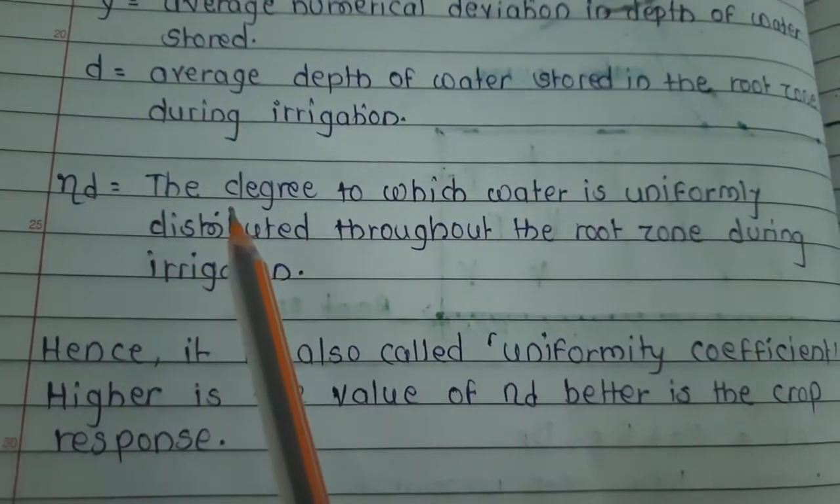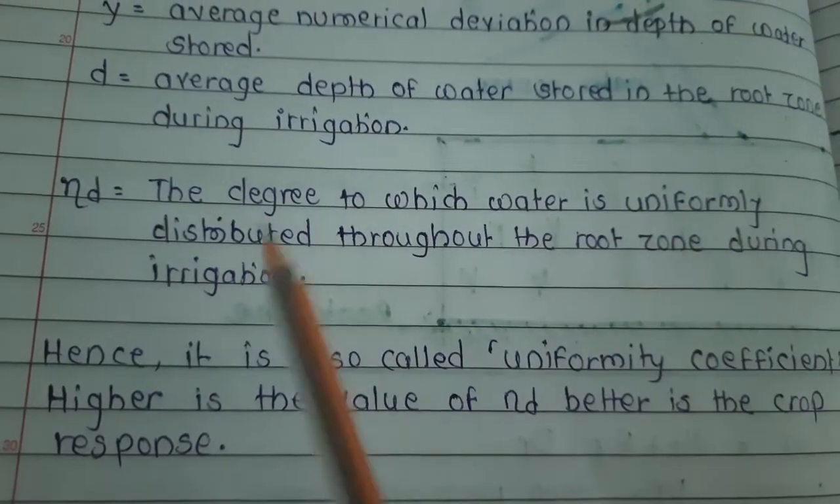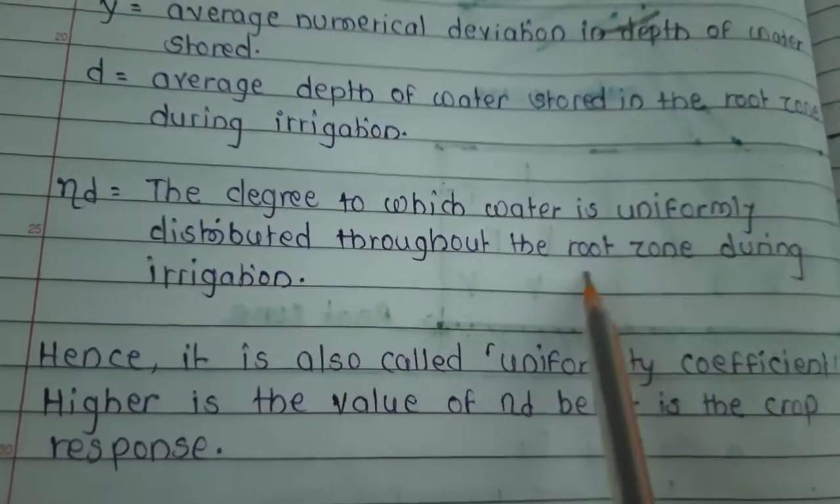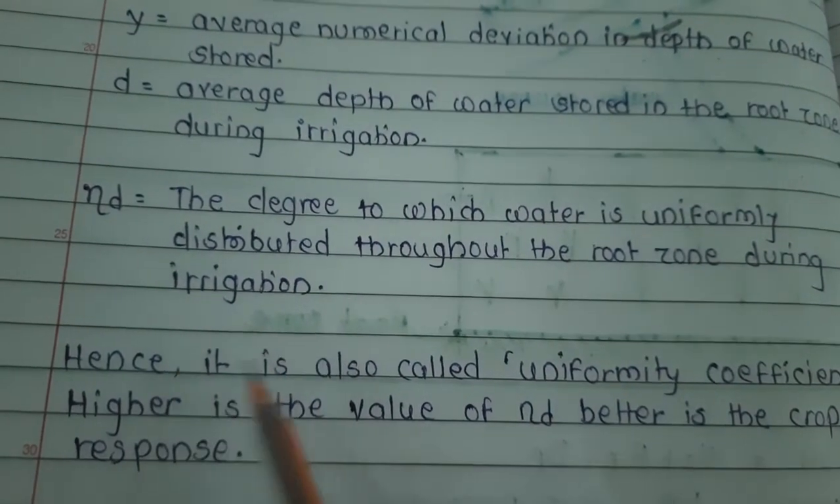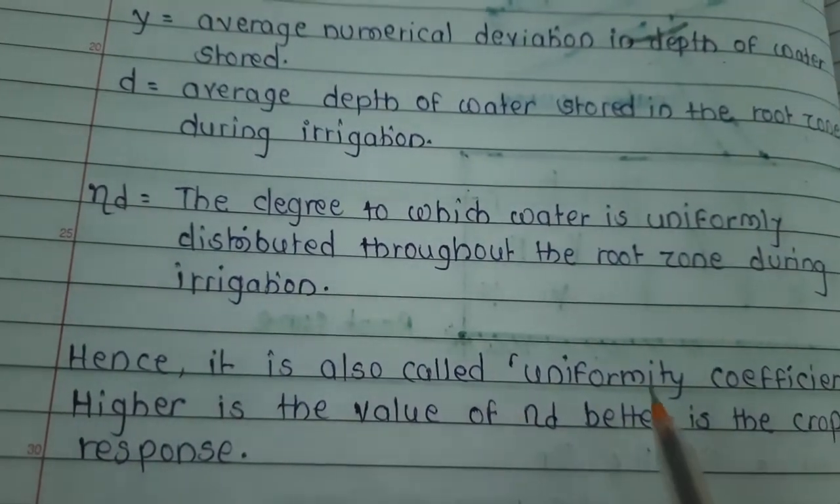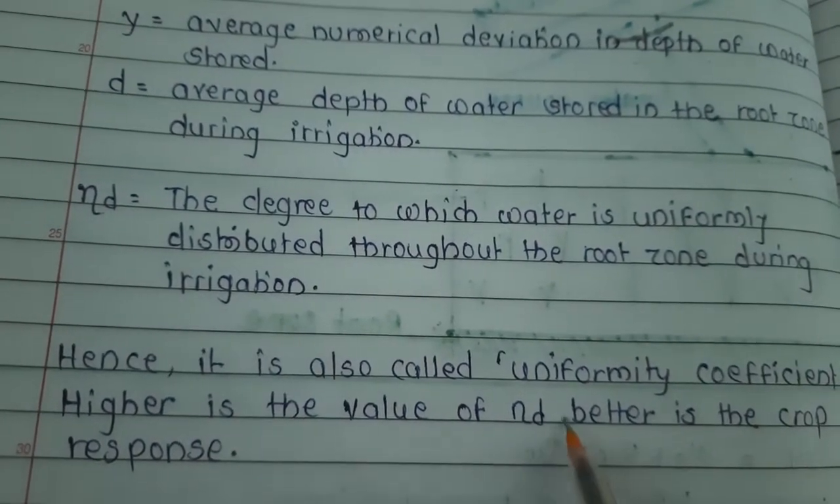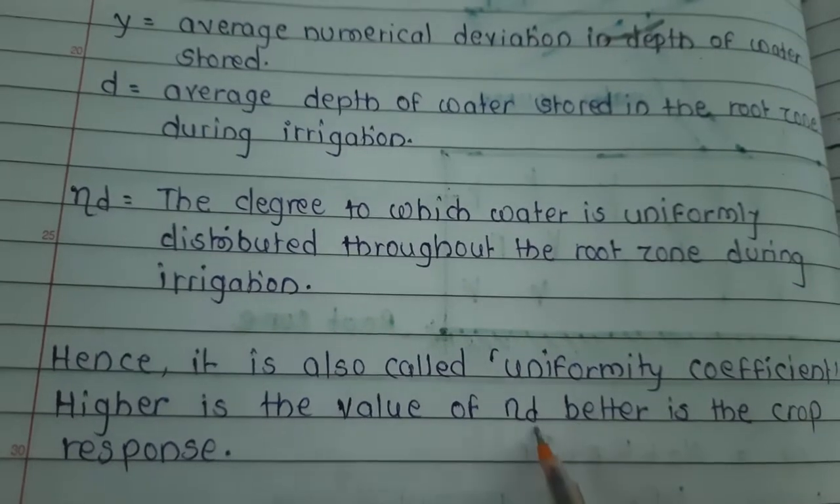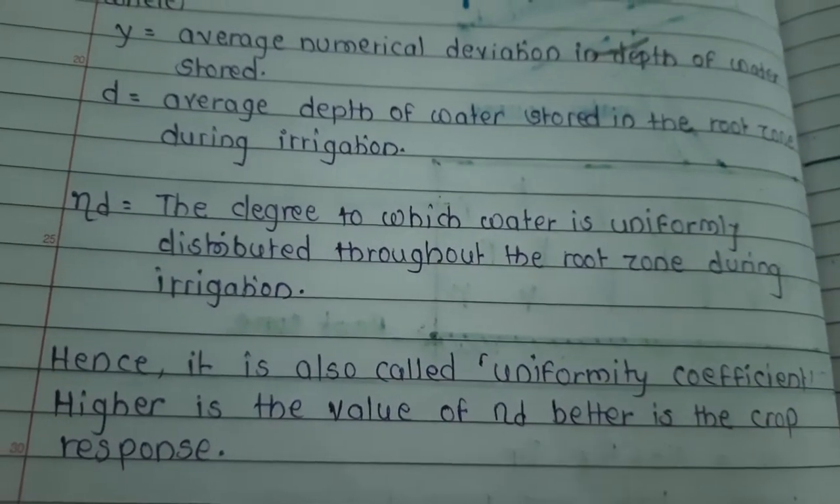Eta D is equal to the degree to which water is uniformly distributed throughout the root zone during irrigation. Hence, it is also called uniformity coefficient. The higher the value of eta D, the better is the crop response.